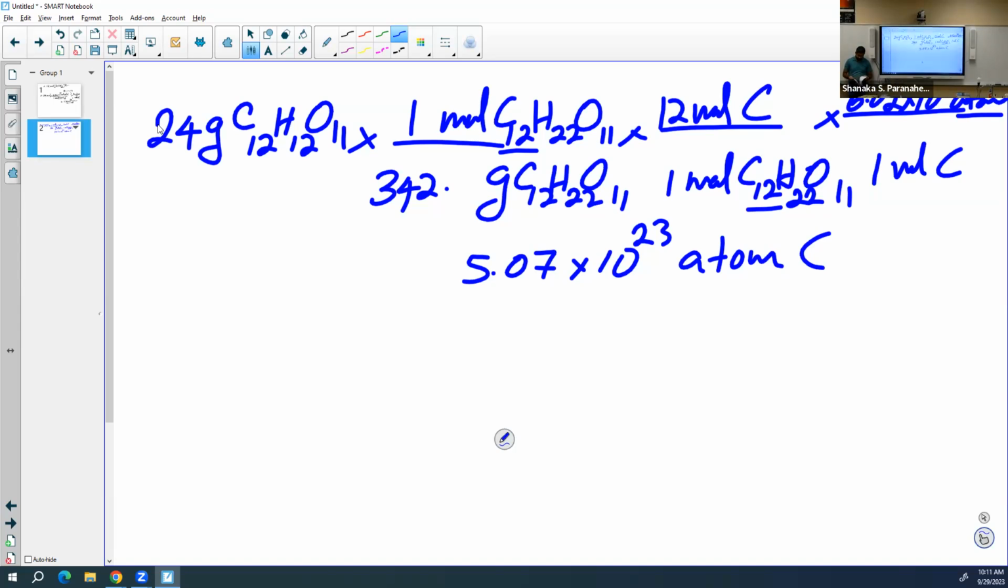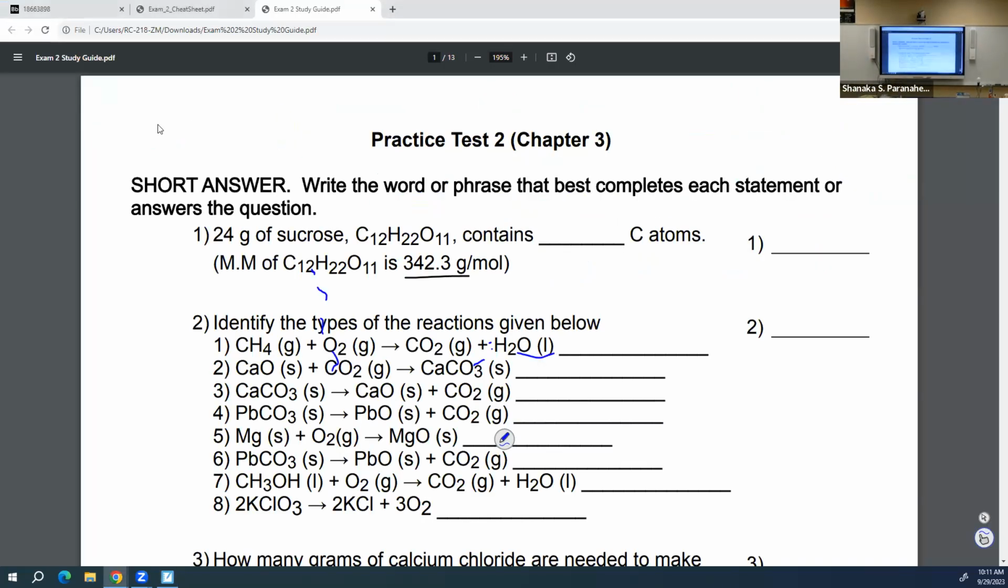Next one is identifying types of chemical reactions. There will be 3 questions to recognize combination reactions, decomposition reactions, and combustion reactions. Okay, there's something wrong with this.